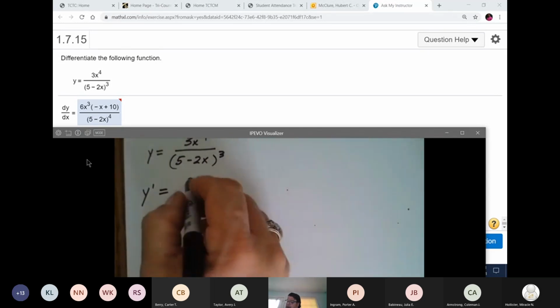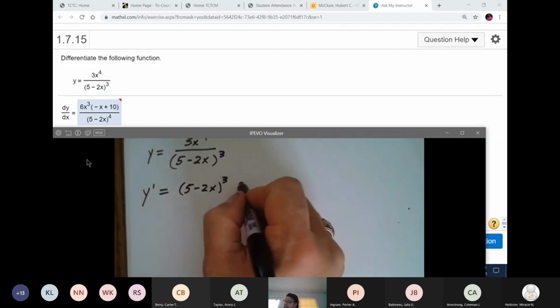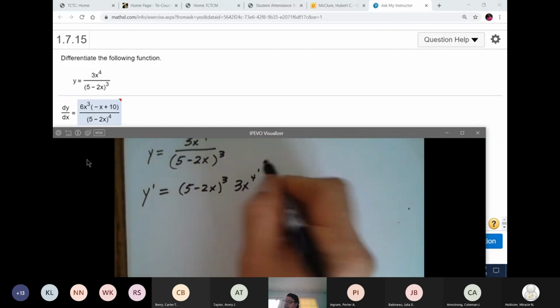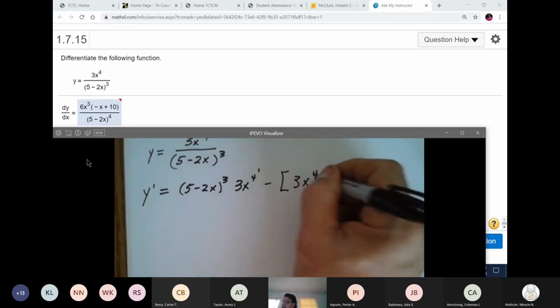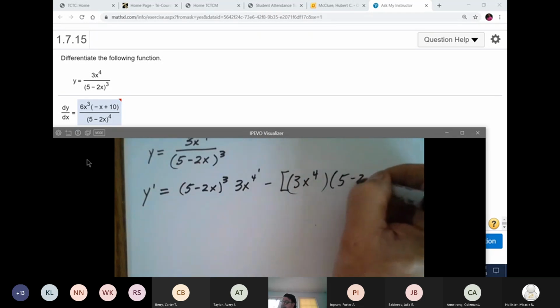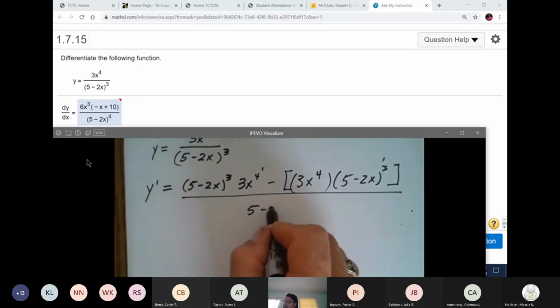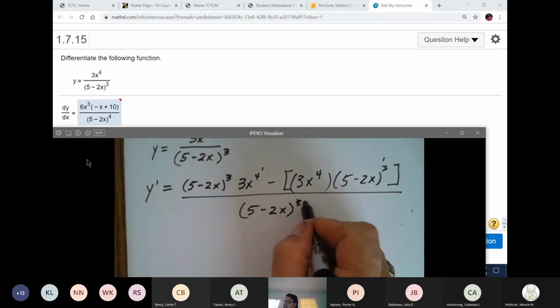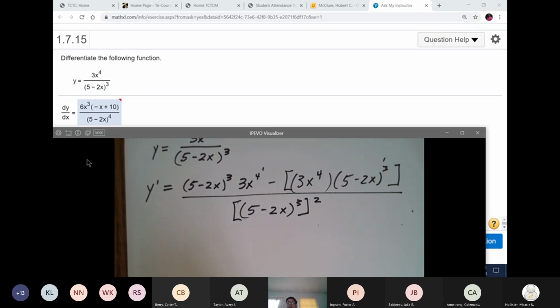All right, so that's going to be denominator times numerator prime minus the numerator times the denominator prime over the denominator squared. Okay, we'll try this again.